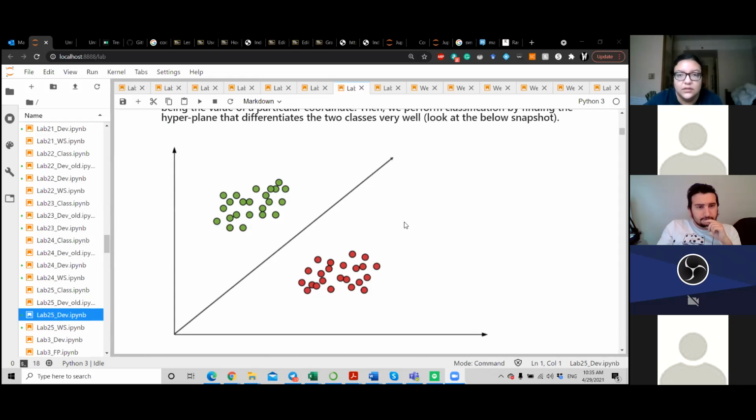Which class the points belong to? Exactly. So they are basically acting as labels. Aaron, that is also correct. So we have 2 classes in this example, class green and class red.